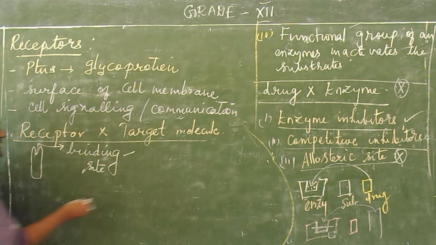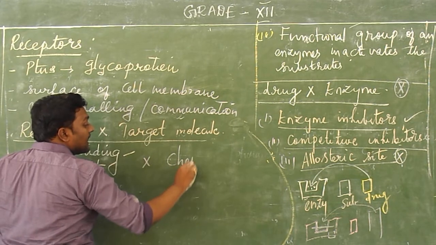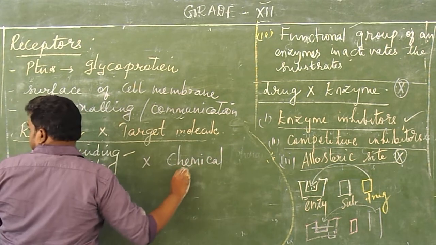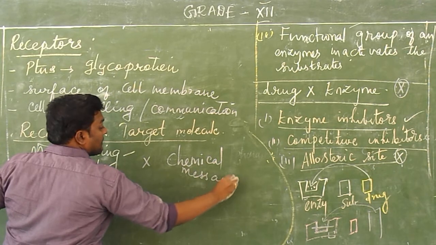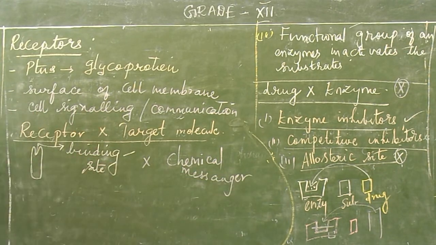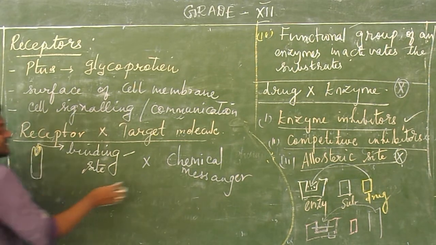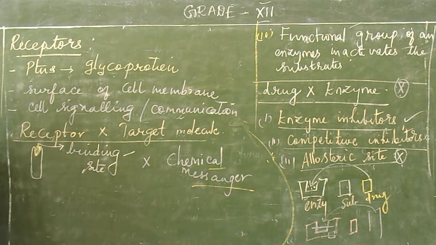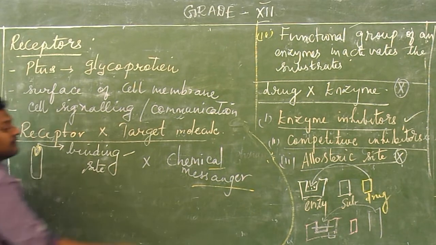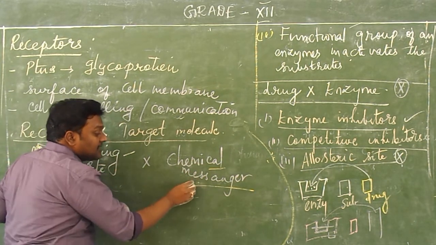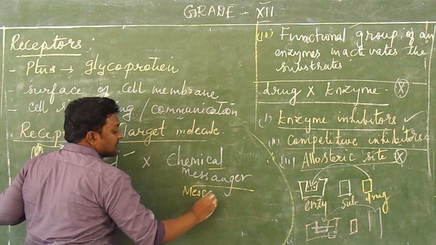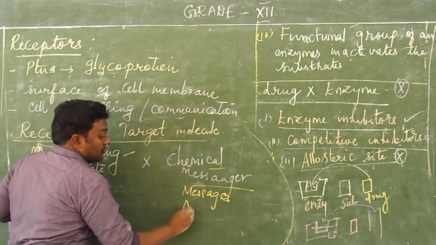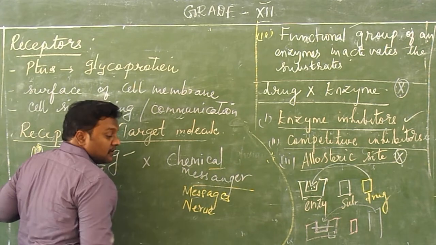This binding site will bind the chemical messenger. It will be binding the chemical messenger. So the chemical messenger binds to the binding site of a receptor. This chemical messenger will bring the messages. Those messages will be between nerve cells, neurons to neurons.